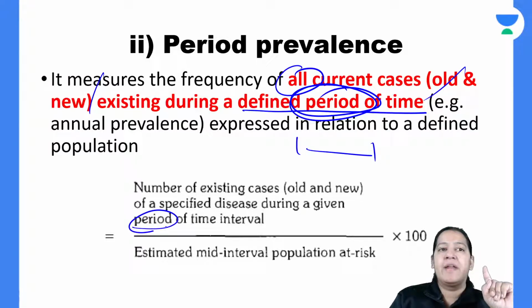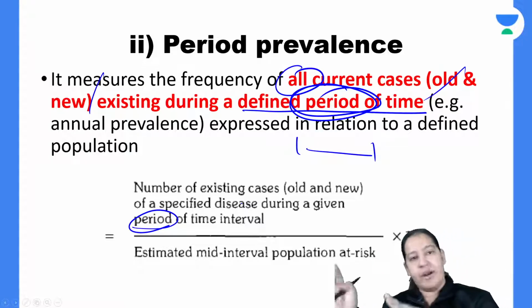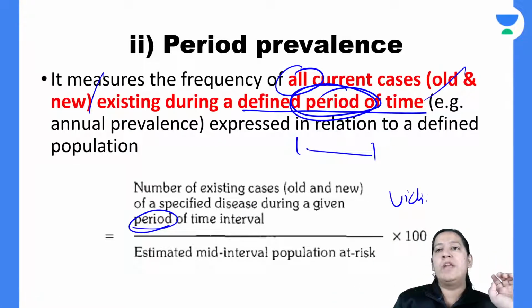So between a given period. So if I say 1 February, 1 year, so starting from that point to that point. So it is like a video recording, right?